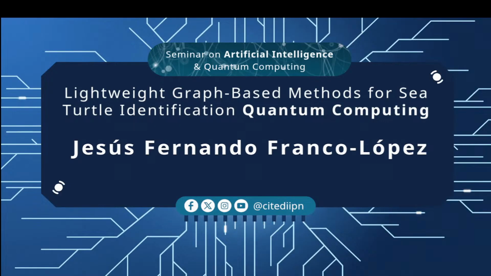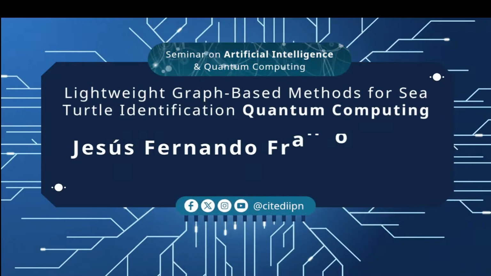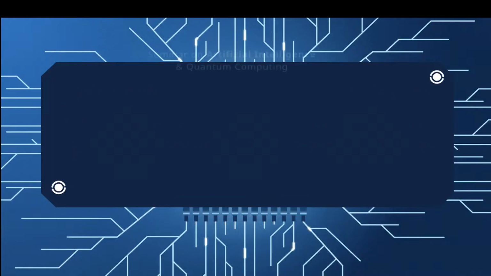Committed to conservation, he applies his technical skills to ecological challenges, such as graph-based identification of sea turtles. His goal is to push scientific boundaries by integrating AI, quantum computing, and signal processing to solve complex problems in materials innovation, biodiversity preservation, and beyond.